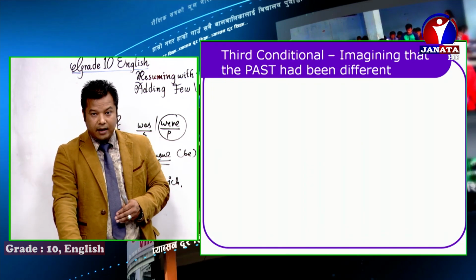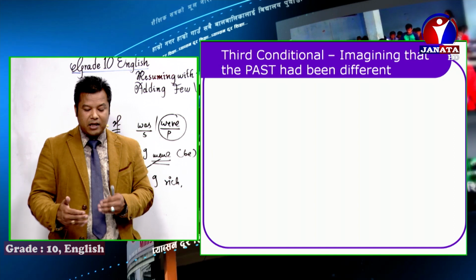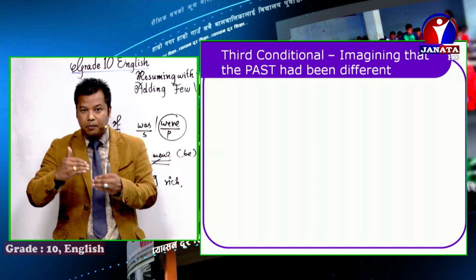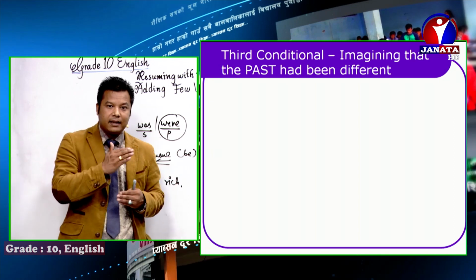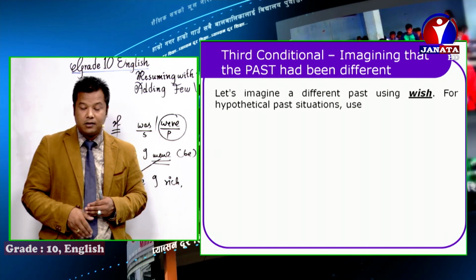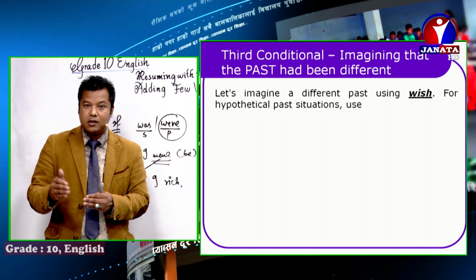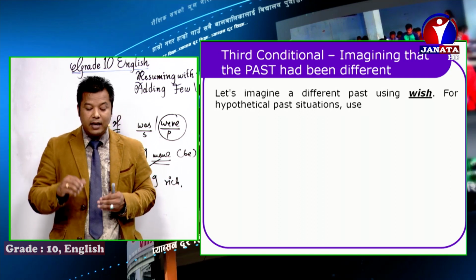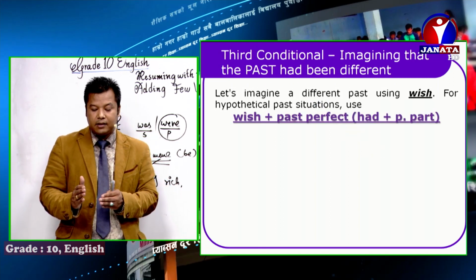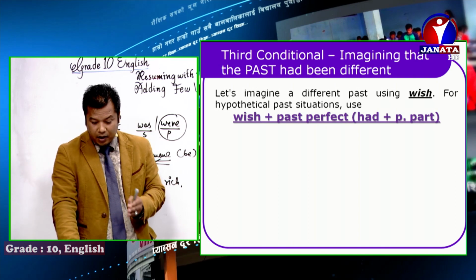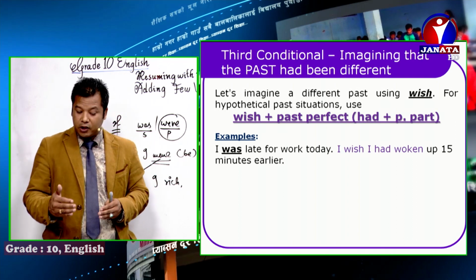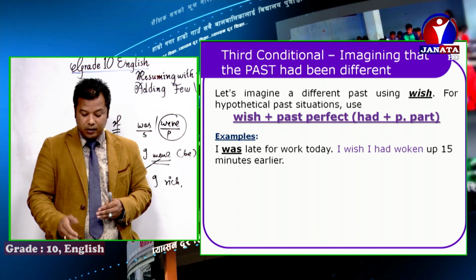Moving further, now we jump into the third conditional, imagining that the past had been different. With the first cases we discussed, the present was different. Now we're going to the second step, imagining our past to be different. Let's imagine a different past using wish, for a hypothetical past situation. Last time I used these words, hypothetical past, imaginary past. So we've got wish plus past perfect, had plus past participle. Examples. I was late for work. I wish I had woken up 15 minutes earlier.